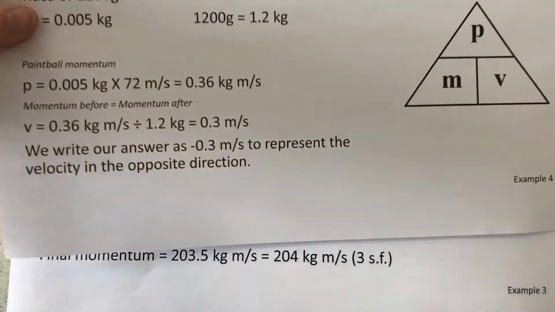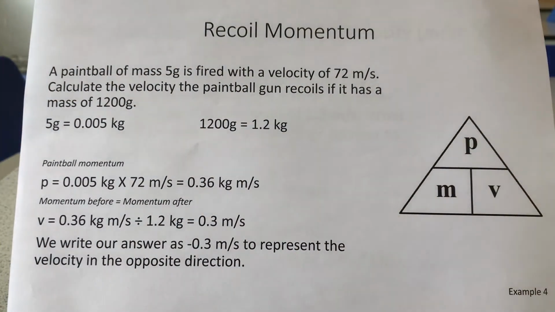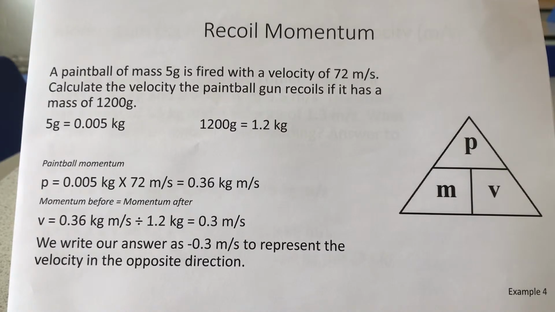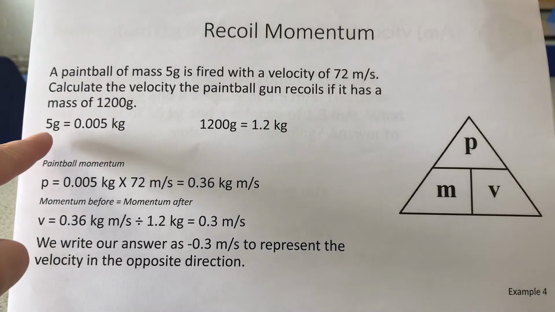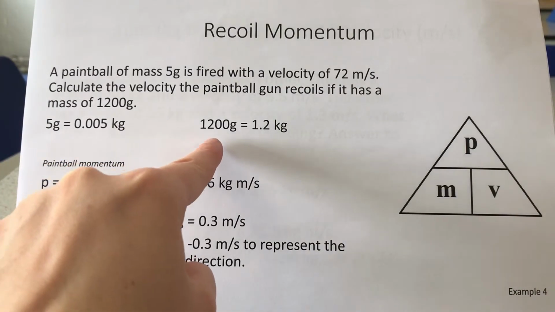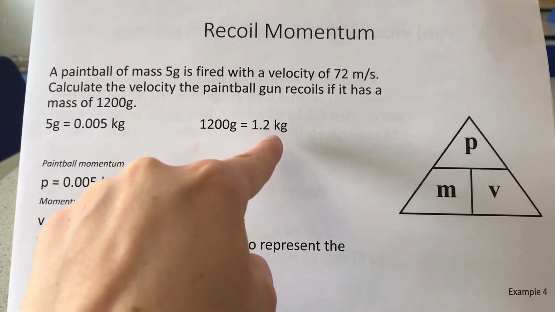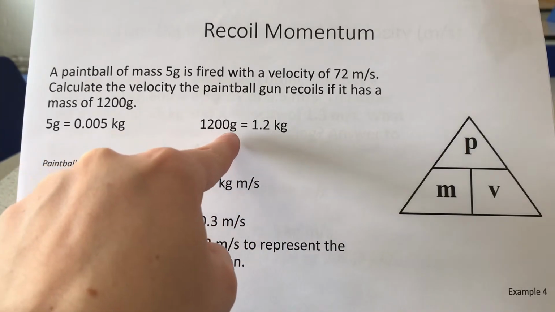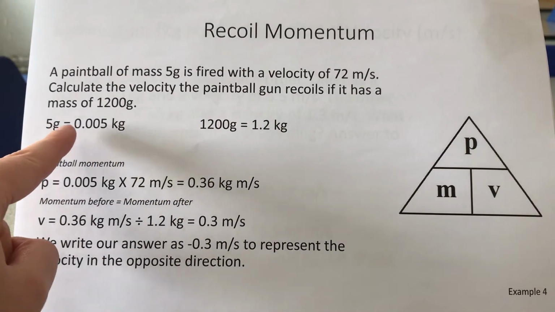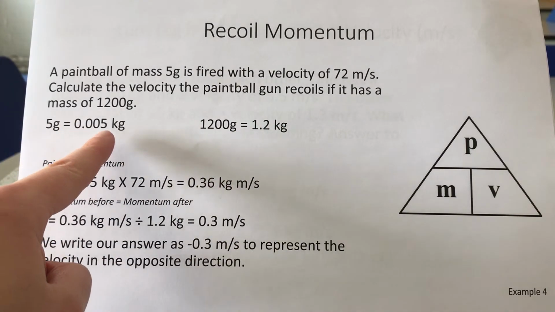And the last example for the momentum equation. A paintball has a mass of 5 grams and it's fired with a velocity of 72 meters per second. Calculate the velocity of the paintball gun as it recoils if it has a mass of 1,200 grams. So the first thing I've done here is I've converted the grams into kilograms for the paintball and for the mass of the gun. So we've gone from 1,200 grams to 1.2 kilograms, and 5 grams is 0.005 kilograms.